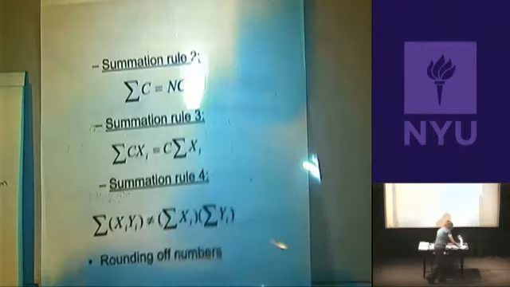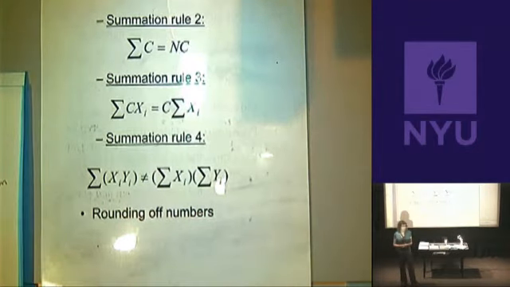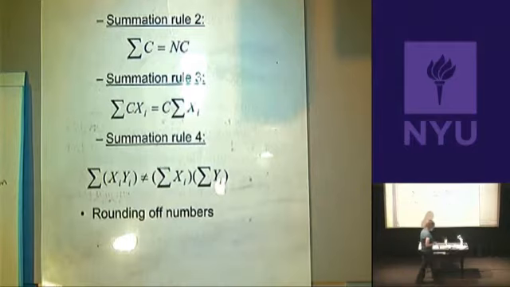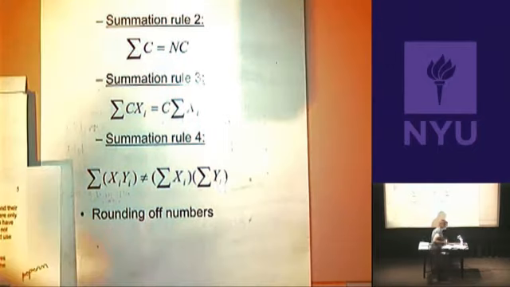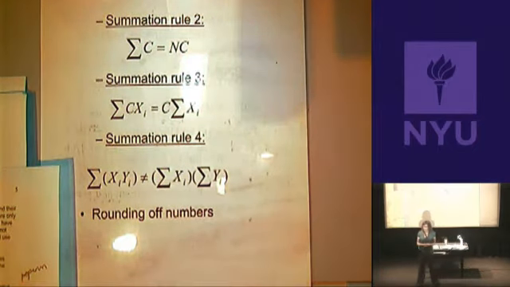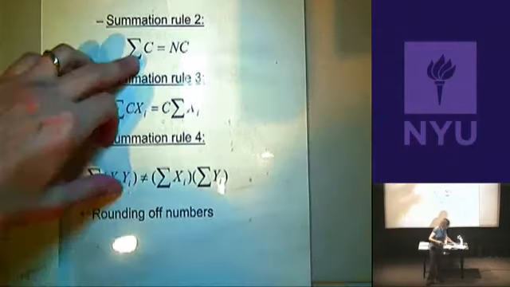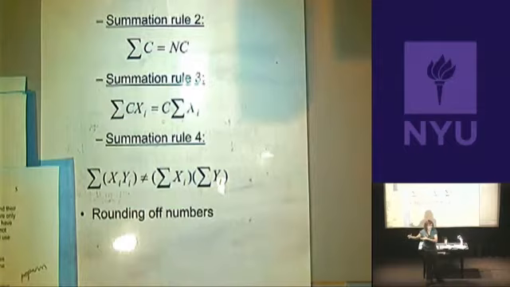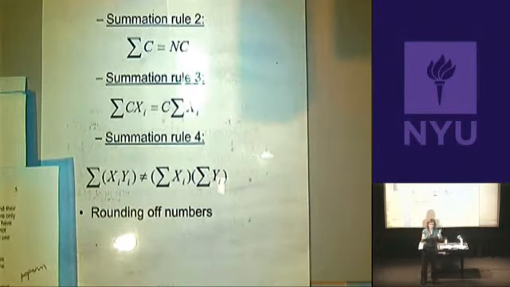Second summation rule here. The sum of c, what's c going to stand for? A constant, right? A number that doesn't change. So let's say c is equal to 7. Now, how many x scores did I have? 3, right? So in this example, my n equals 3. So that would mean the sum of c, adding c 3 times. The easier way to do it is just n times c. It's the same thing. Instead of going 7 plus 7 plus 7, you're saying 3 times 7 is 21.